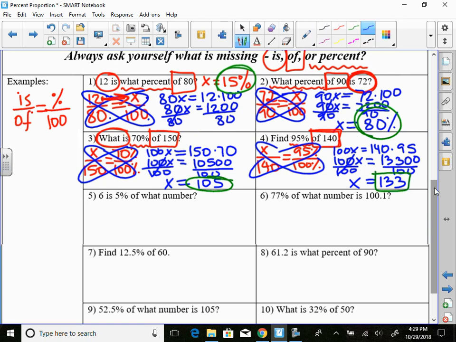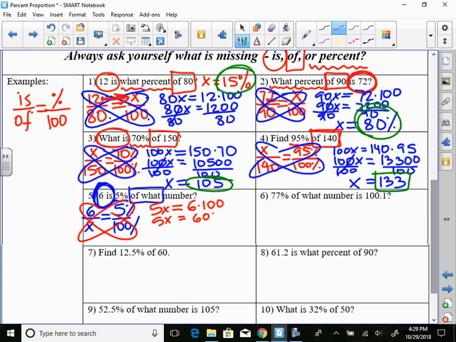Example number 5. 6 is 5% of what number? So 5% is my percentage. 6 is, sorry, it was supposed to be circle. 6 is, this is my part, of what? Of what is missing. So 6 over x equals 5% over 100%. Let's cross multiply.